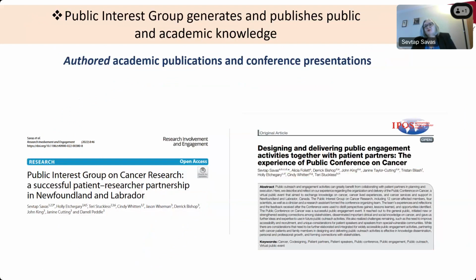In addition to all of this, we also generate and publish public and academic knowledge about cancer, as well as public engagement. This is really interesting because I'm a cancer scientist, lab rat, and then later computer person. And now, in the last 2-3 years, I'm also publishing about public engagement, which is amazing. We published 2 academic papers already, and we submitted our 3rd one.